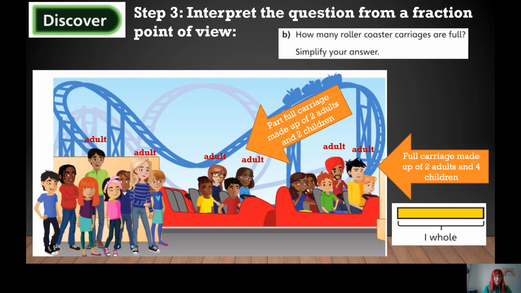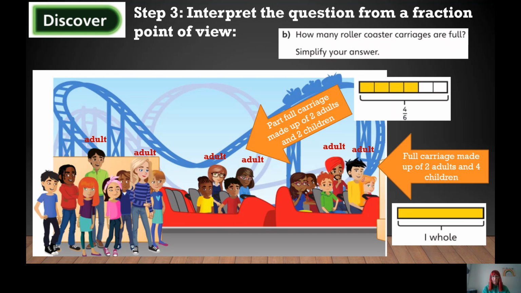Well, that's partly full, and it's made up of 2 adults and 2 children. Again, it doesn't matter what the combination of people are, but the point being it's not full. And there are 4 out of a possible 6 places because 2 empty spaces. So as a fraction, that looks like 4 out of 6 seats are full. Represented here, 4 represented by the yellow, 6 represented by 6 equal parts, each representing a sixth.